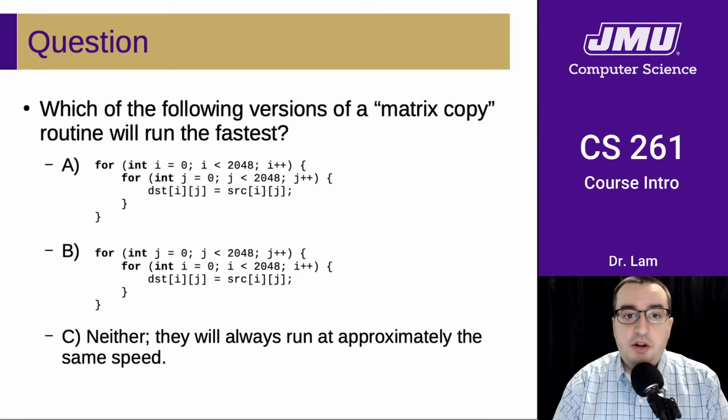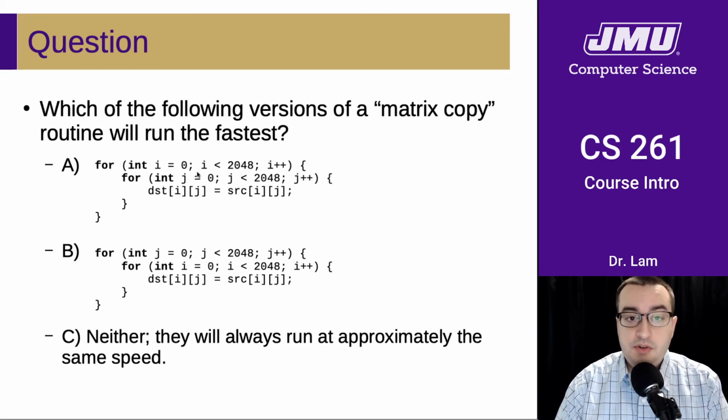One final example is what's called a matrix copy operation. It's basically just a nested for loop. The only difference between the A version and the B version is that in the A version, the outer loop is running the variable I and the inner loop is running the variable J. Down here in version B, those are reversed: the outer loop is doing J and the inner loop is doing I. But the actual data being copied is exactly the same in both cases. It's just a matter of the ordering of the loops.